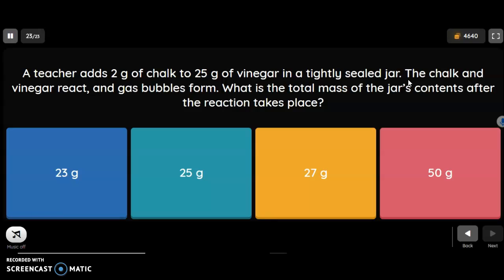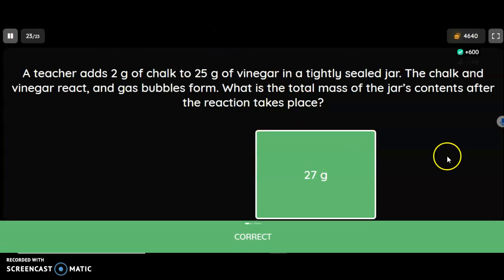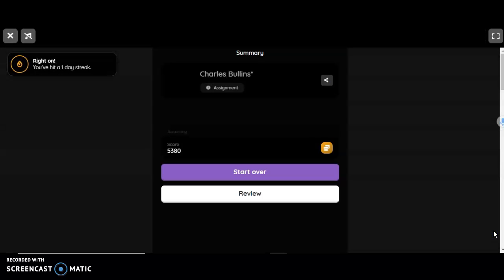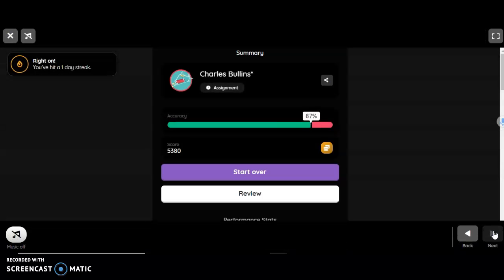The chalk and vinegar react and gas bubbles form. What's the total mass of the jar's contents after the reaction? Well, 2 and 25 is 27. Holy cow, Mr. B, I think I can actually do this. And you can. It is that easy, and that was the most common score today. Overall, if you got an 88, then you were probably right along with most people.